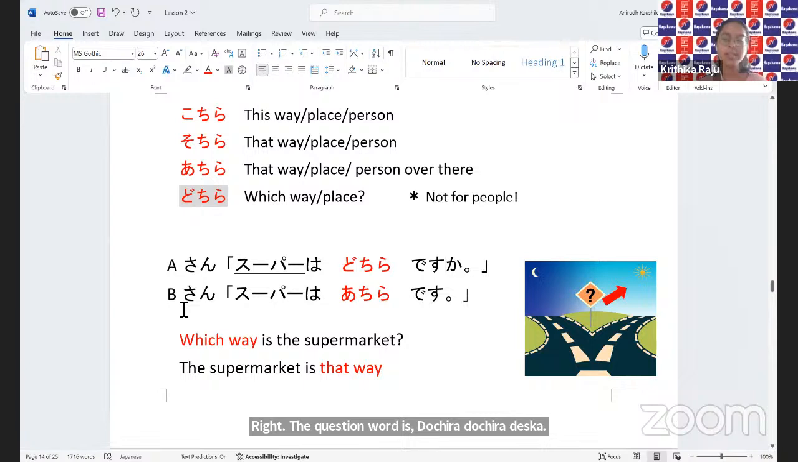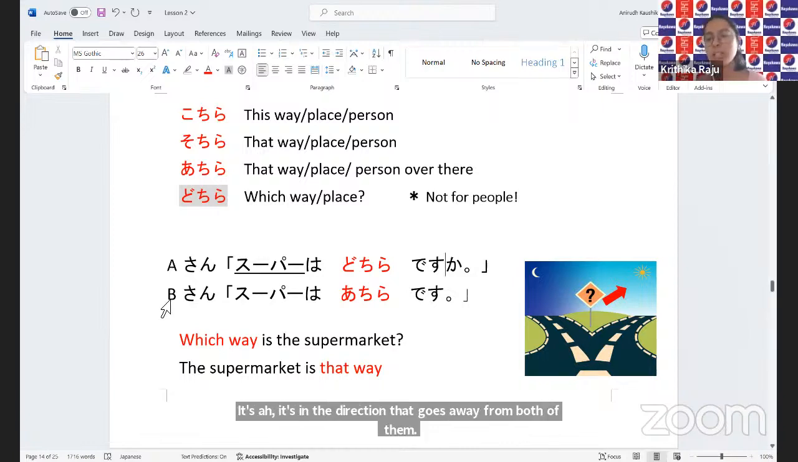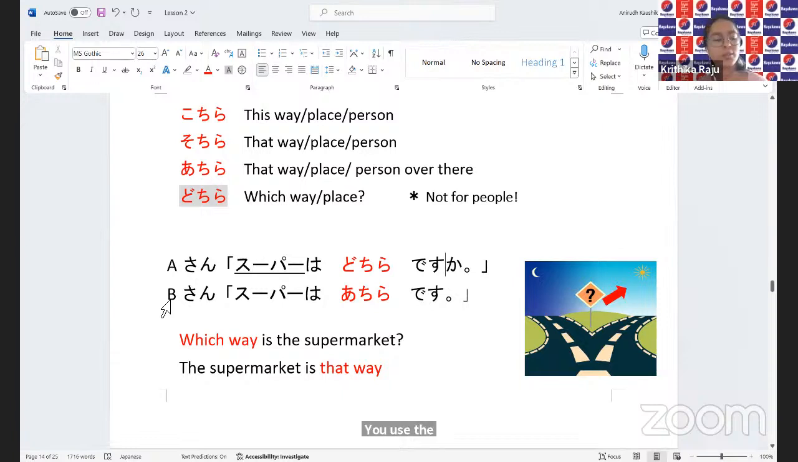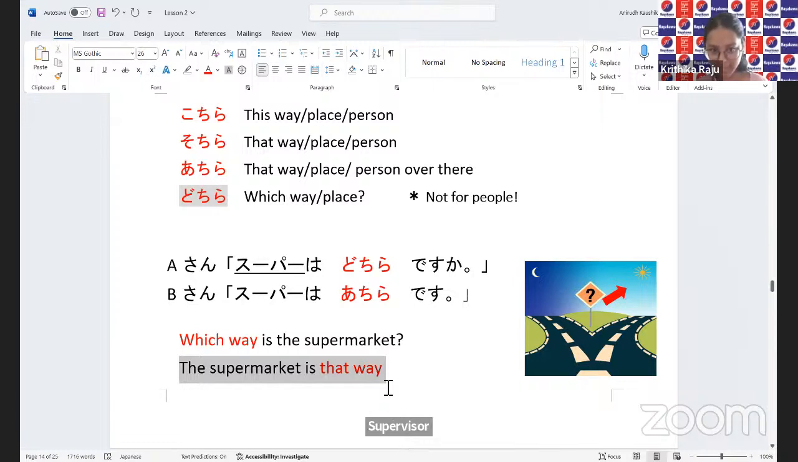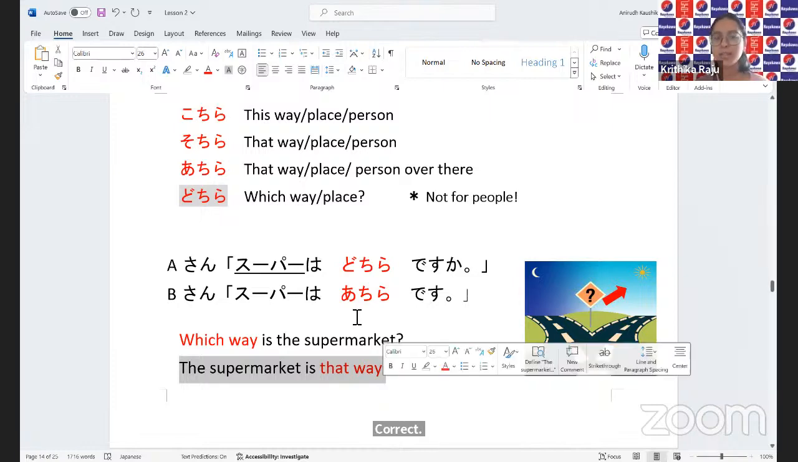So B responds. He shows the direction. Says it's that way over there. It's in a direction that goes away from both of them, so you use the word achira. So how will you respond? It's that way over there. The supermarket is that way. Super wa achira desu. Okay, so that's how this works.